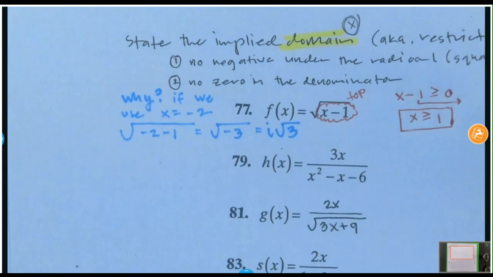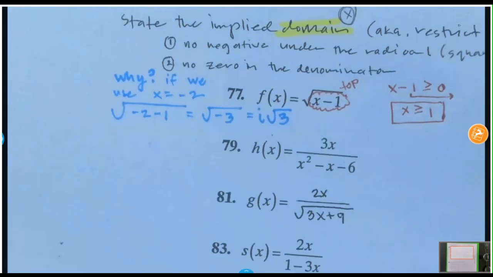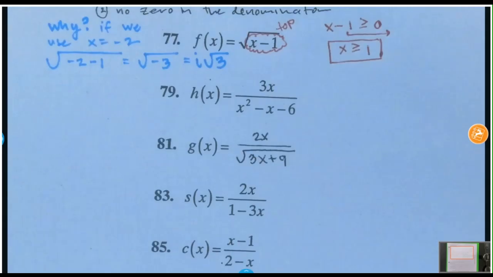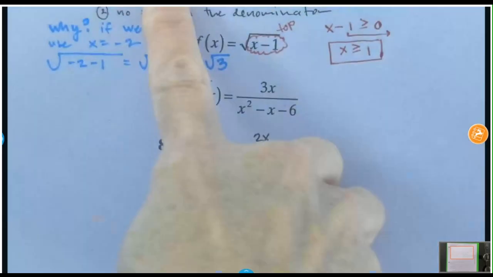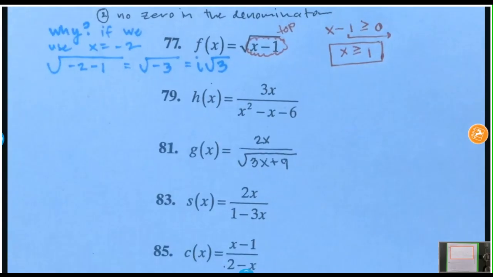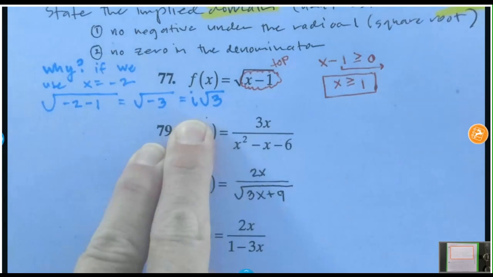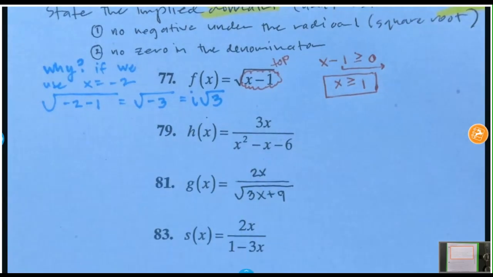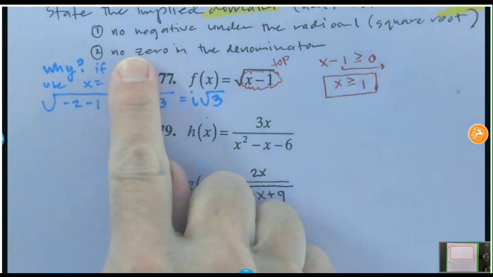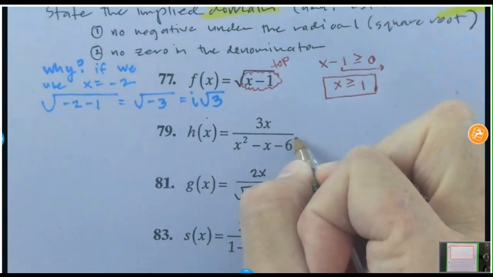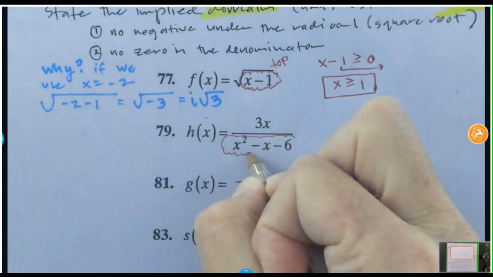All right, let's look at number 79. Now this one's a little bit different, something we had a test on, but that's okay because y'all did really well. Number 79, let's look at our restrictions. They're up here on the paper. Number 1, no negative under the radical. Do you see a radical anywhere in number 79 at all? No, we do not pay attention to that because it doesn't apply to this problem. The second restriction says no 0 in the denominator. Do we have a denominator? Yes, we do. This is in our denominator.